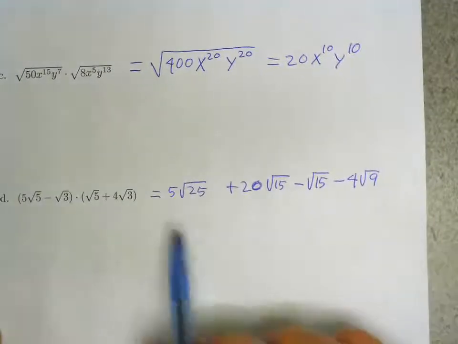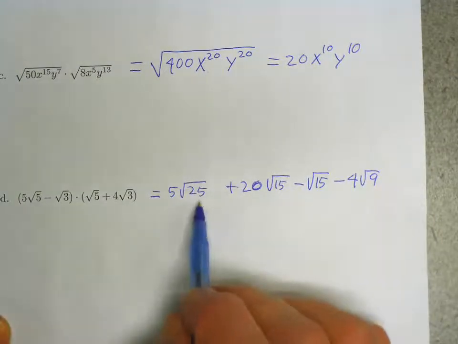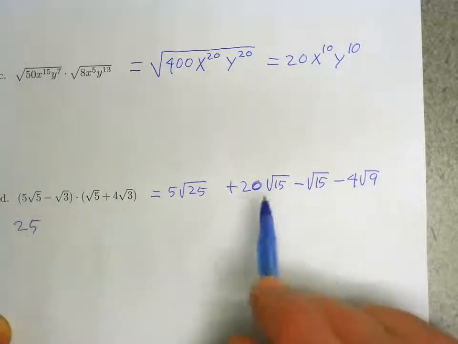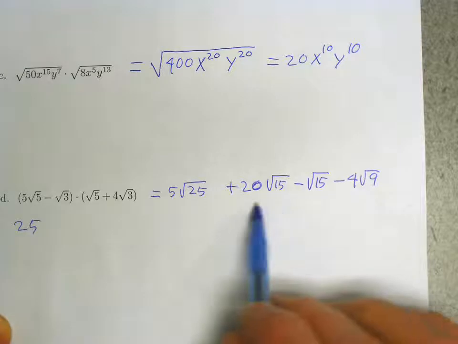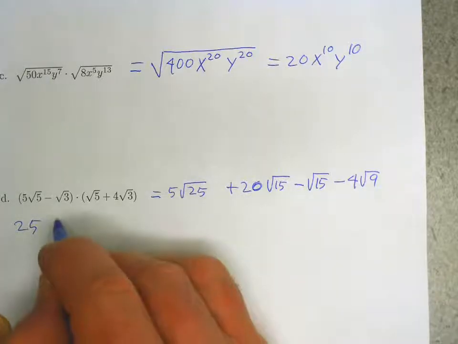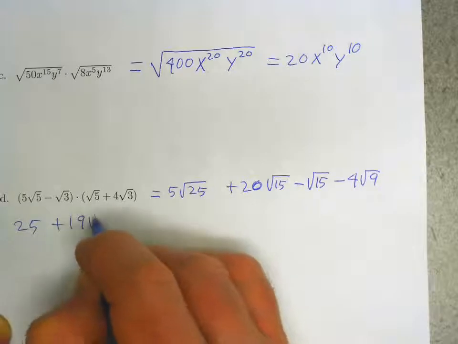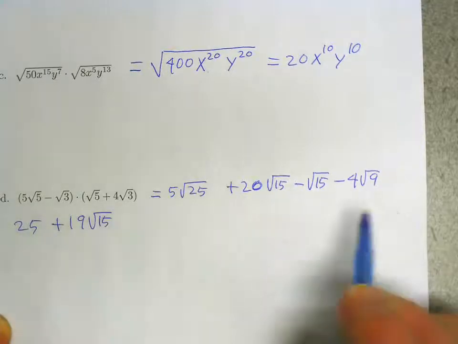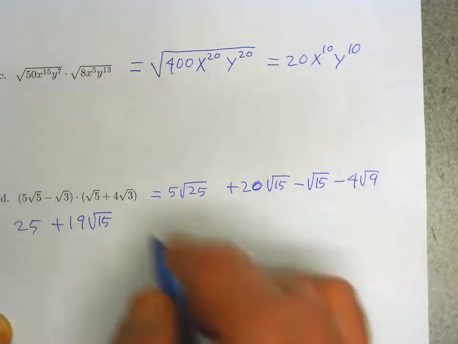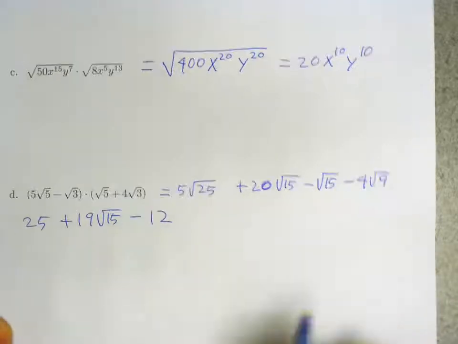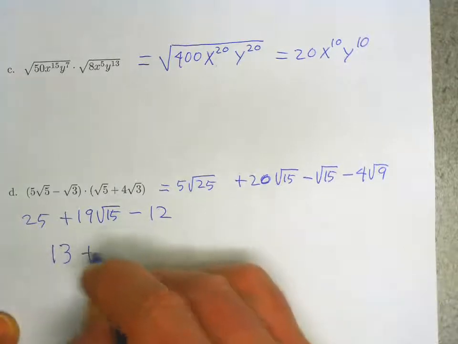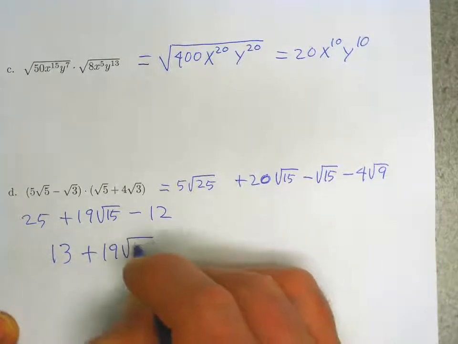Okay, so 5 times the square root of 5 is 5 times 5. I'll just simplify that to 25. The two middle terms are like radicals, so those can be combined by subtracting. So we get a total of plus 19 times the square root of 15. And the square root of 9 is 3, and minus 4 times 3 is minus 12. So the last step is 13 plus 19 times the square root of 15.